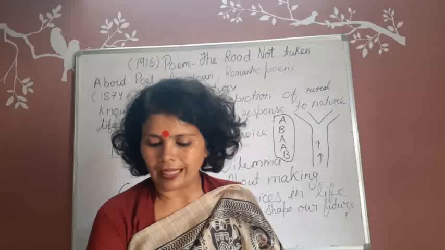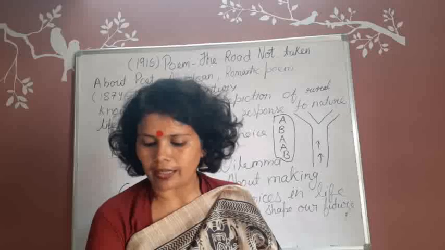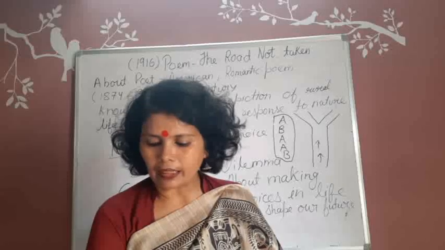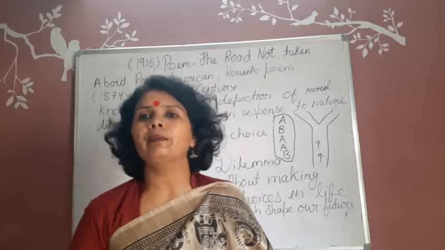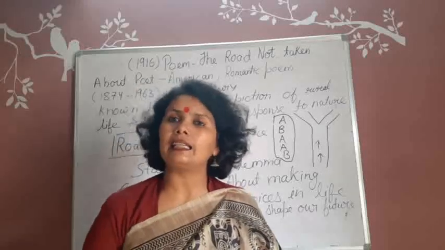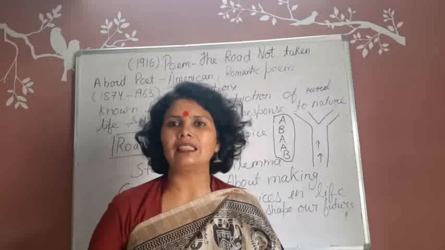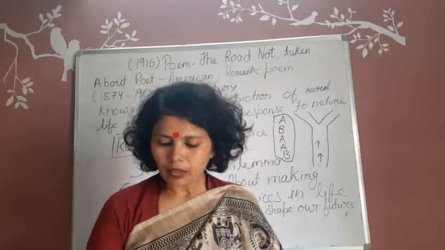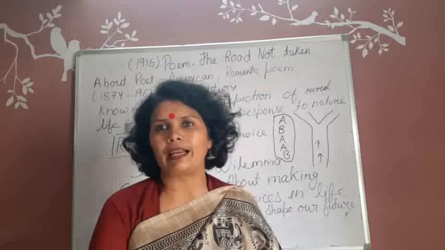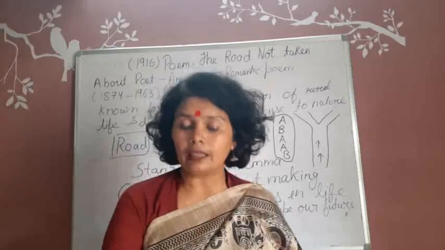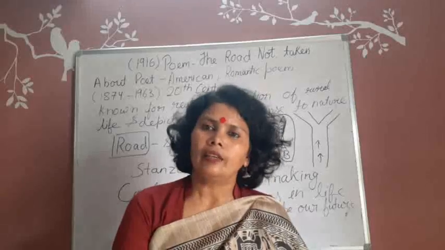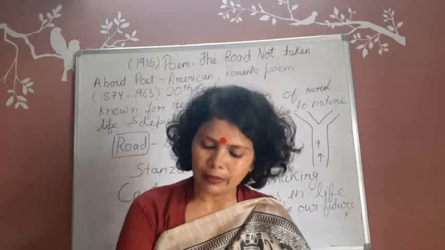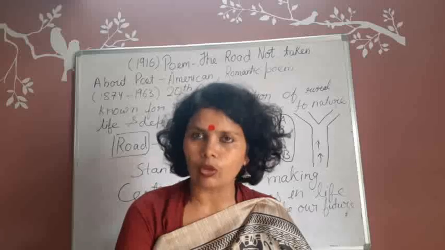Long I stood and looked down one as far as I could, to where it bent in the undergrowth. First of all, see, this whole poem is divided into 4 stanzas, and each stanza is having 5 lines or verses. So how you are going to find out the rhyme scheme? In every stanza, if you have to find out the rhyme scheme, you will be seeing the last word of that line or verse.